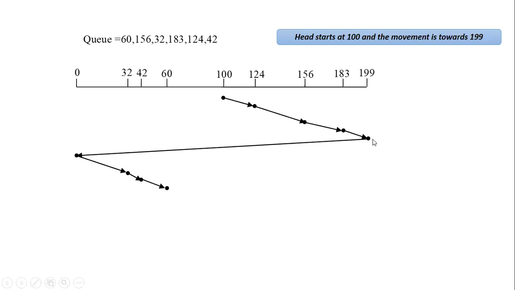So once it reaches the end of the cylinder, it goes back to the beginning of the cylinder. That means it goes back to the 0th cylinder. So in its return journey, it won't service any of the outstanding requests. So this is the difference between the scan and C-scan. So now it starts its journey towards the outermost cylinder. So when it reaches 32, there is a request, so 32 will get serviced. When it reaches 42, there is a request, so 42 gets serviced. And when it reaches 60, there is a request, so 60 also gets serviced. So now it continues its movement towards 199. So this is how C-scan algorithm works.